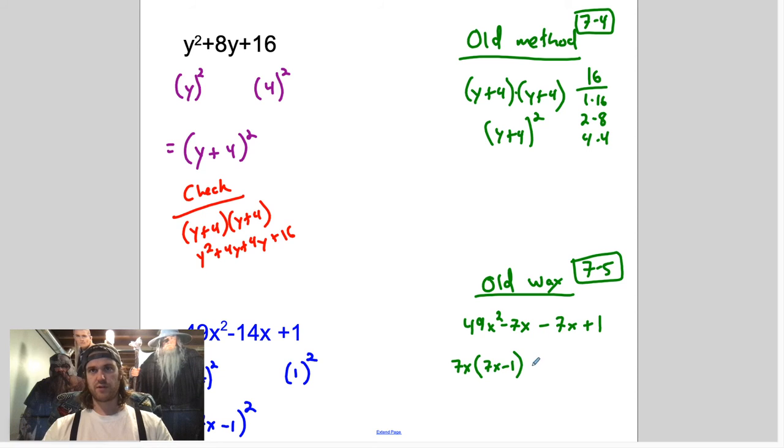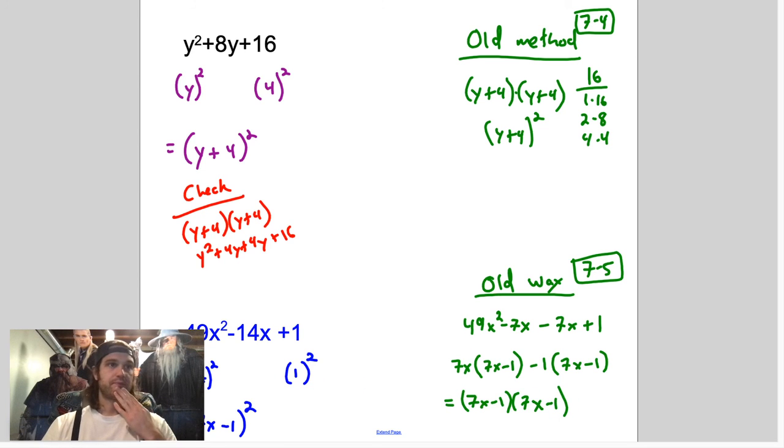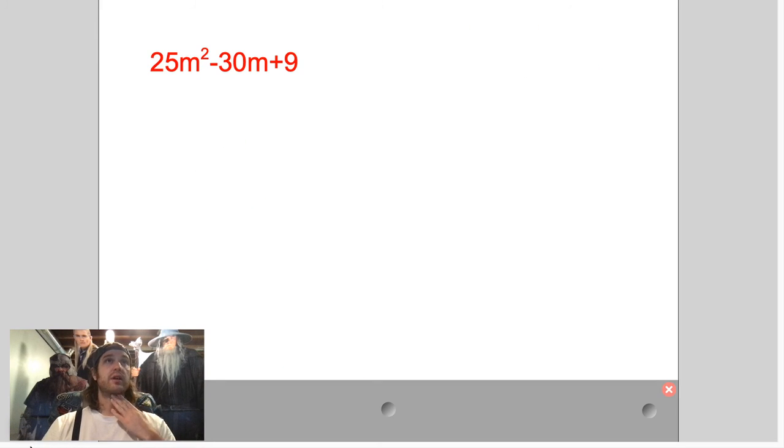The signs are different. That tells us that we pull out a -1 as our GCF. And -1 times positive 7x is -7x, -1 times -1 is +1, so we can check our answer there. We have left 7x minus 1 times 7x minus 1, so the conventional methods still work. Okay, let's keep moving.